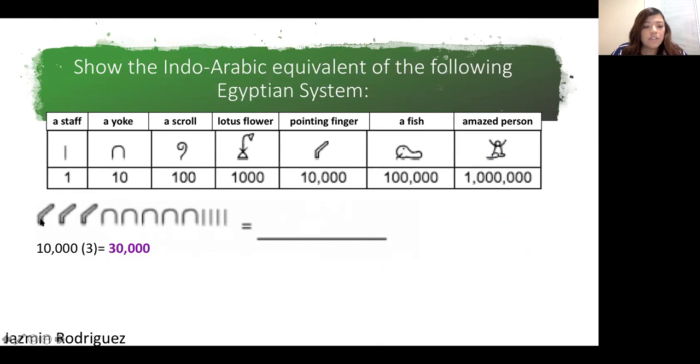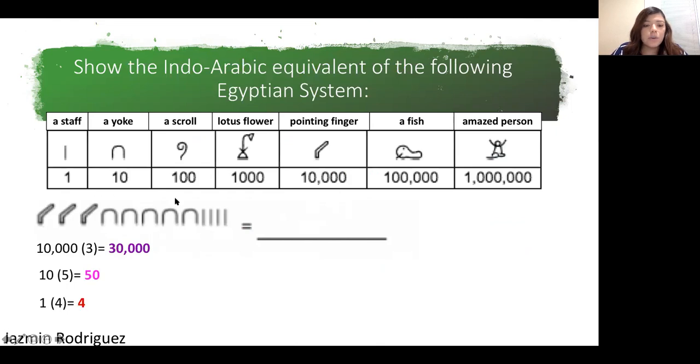We see that we have 3 pointing fingers. Each represents 10,000. But as we can see, we have 3 of those. Therefore, we'll go ahead and multiply 10,000 times 3, and we get 30,000. Then for our next one, we see that we have 5 yolks. Each yolk represents 10, and we have 5 of those. So we'll multiply 10 times 5, which gives us 50.